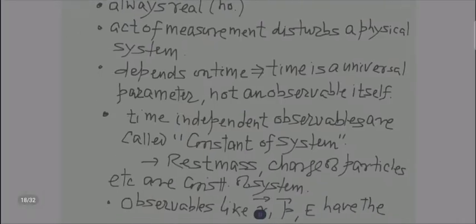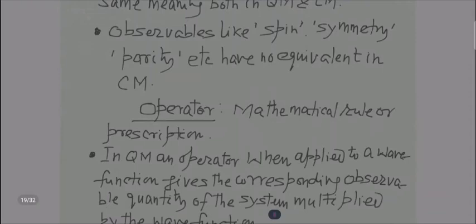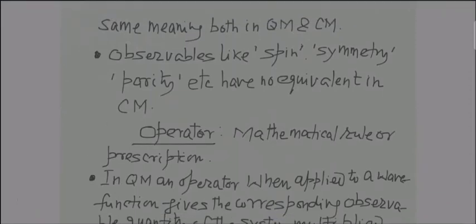So your position vector R, momentum vector P, and total energy E have the same meaning both in quantum mechanics and in classical mechanics. But observables such as spin, symmetry, and parity, which have been written over here, do not have any equivalent in classical mechanics.